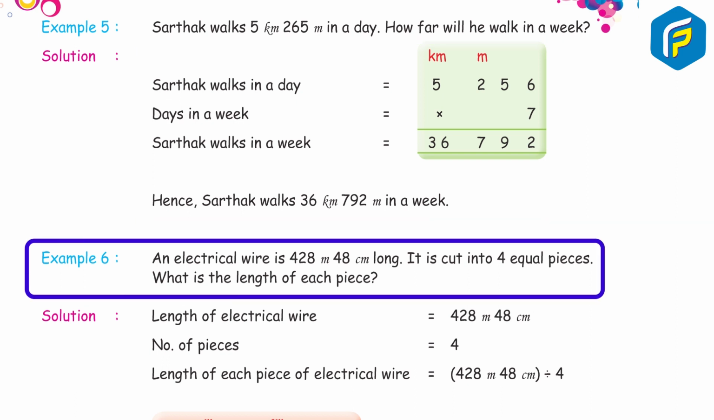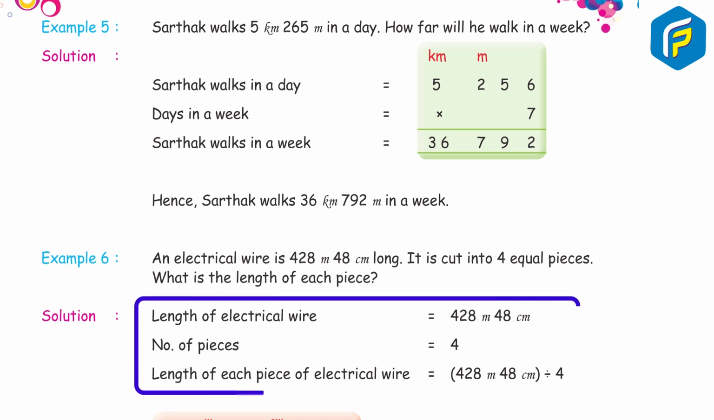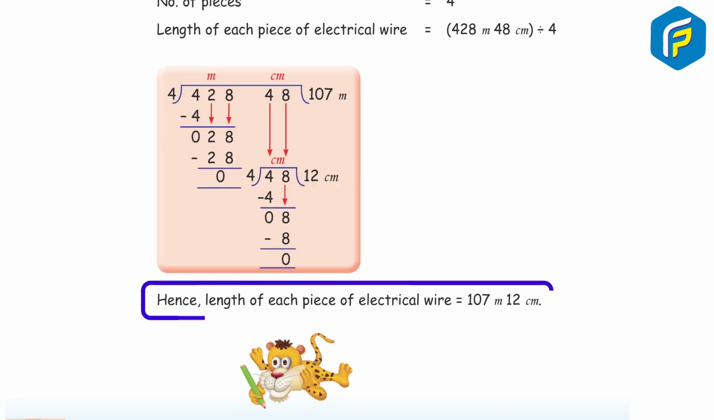Example 6. An electrical wire is 428 meter 48 centimeter long. It is cut into 4 equal pieces. What is the length of each piece? Solution: length of electric wire 428 meter 48 centimeter, number of pieces 4, length of each piece of electric wire 428 meter 48 centimeter divided by 4. Hence, length of each piece of electric wire is equal to 107 meter 12 centimeter.